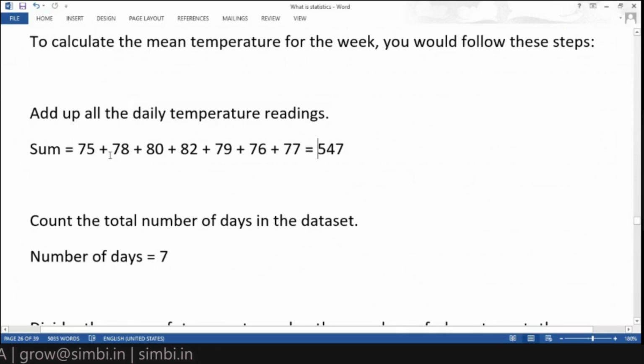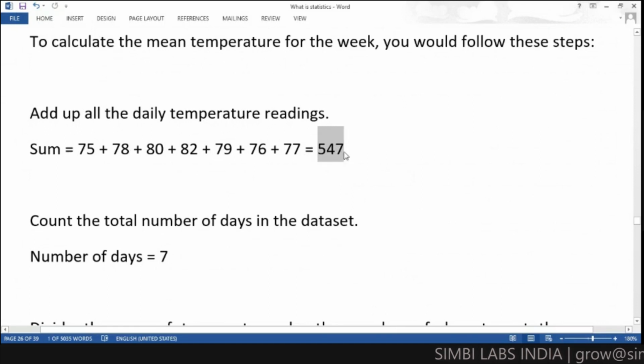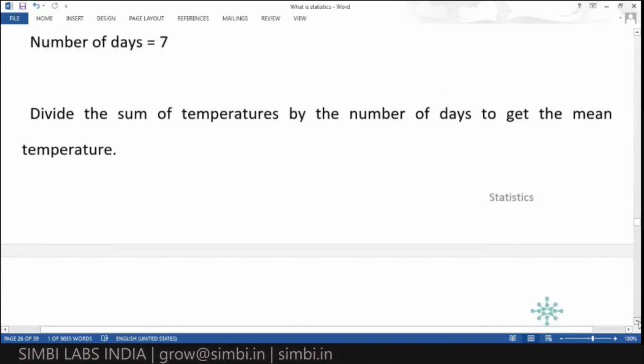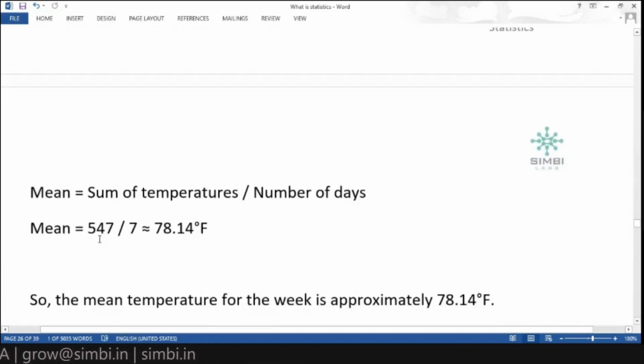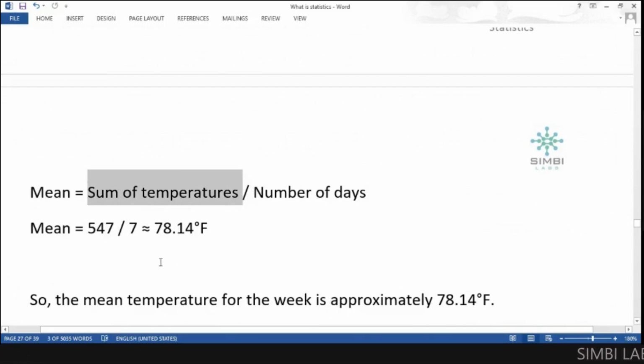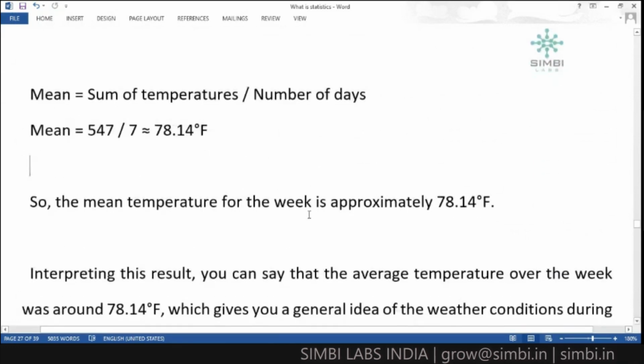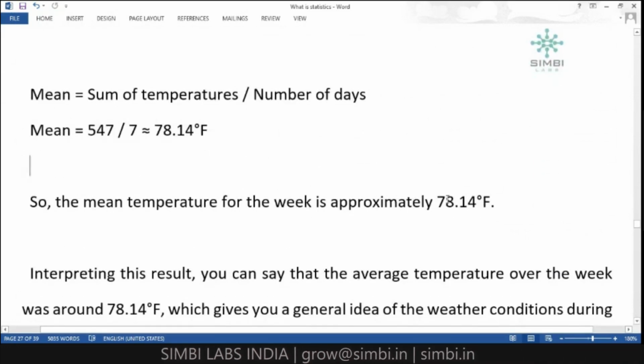The total number of days is 7: 1, 2, 3, 4, 5, 6, 7. So we got the sum 547 and the number of days is 7. The mean formula is mean equals the sum of the temperatures of the days divided by the number of days, which equals 78.14 degrees Fahrenheit. So the mean temperature for the week is this much.